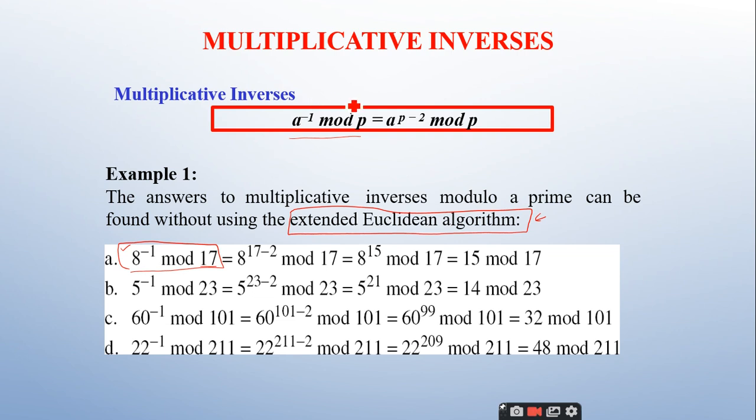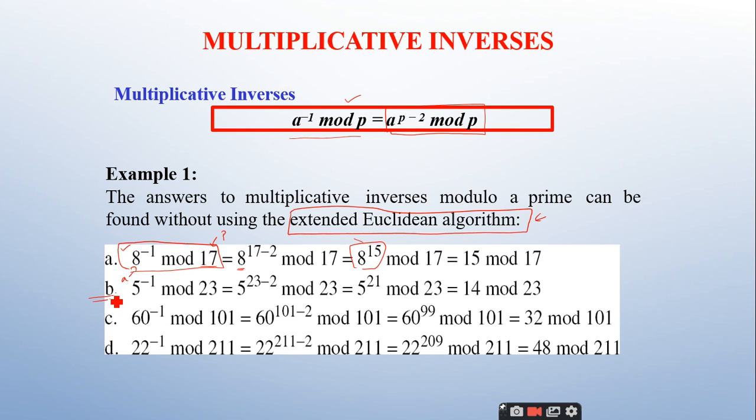So according to this formula, Fermat's theorem, I can simply write a inverse as a power p minus 2 mod p, right. So here this is p, this is a, so I can write it as 8 power 17 minus 2 mod 17, that is equal to 8 power 15 mod 17. We will see how to simplify this 8 power 15 mod 17 in the later classes, but at present you have simplified this one, right.